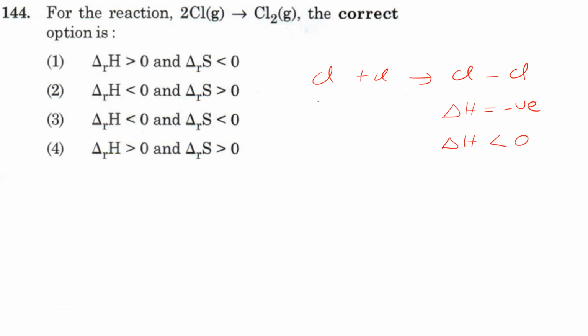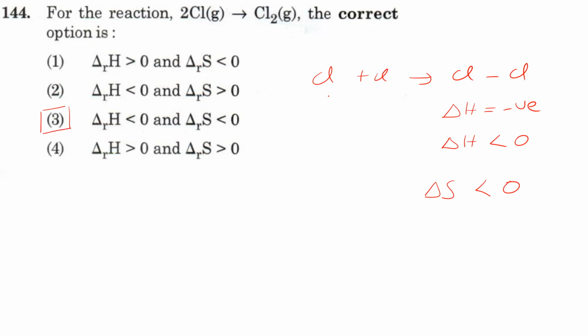Then we will see entropy. Here 2 chlorine atoms giving 1 chlorine molecule. On one side the number of gaseous species is more, on the other side less. Therefore entropy is more on one side and less on the other. Entropy decreases, therefore delta S is less than 0. Delta S is negative. Why?